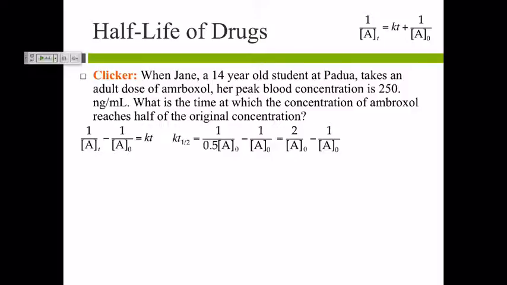How did I get that? Kirk? How did I do that last little manipulation there? 1 divided by 1/2 is 2. Okay, great. 1 divided by 1/2 is 2. So everyone agreed that the 1 over 0.5 is the same as 2 over initial concentration. Okay, then what is 2 over something minus 1 over something? So that's our half-life equation.